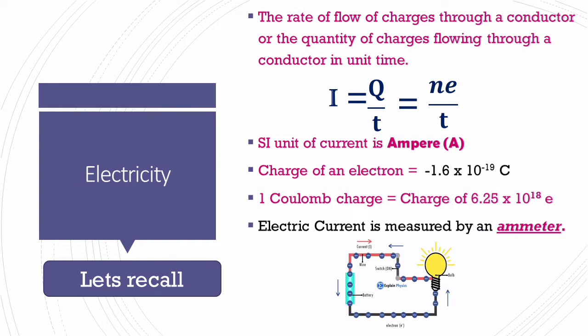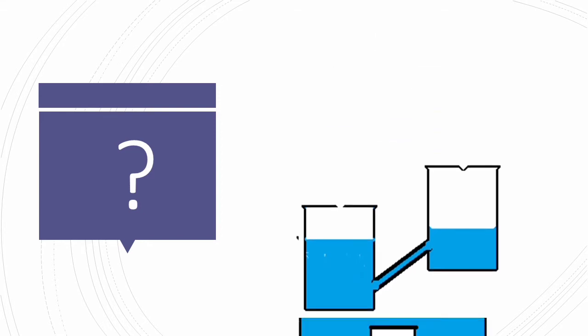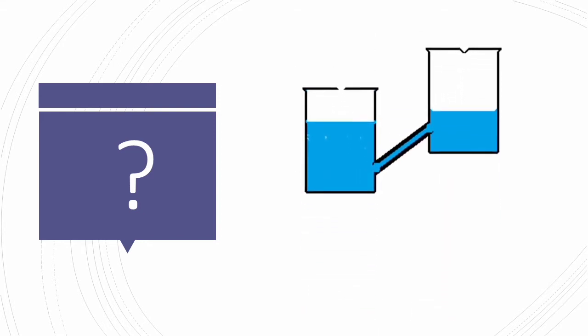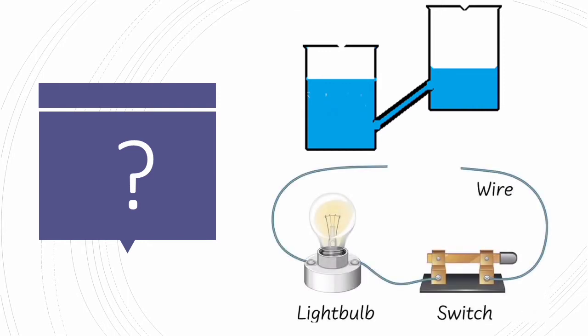Now let's think. What makes an electric charge flow through the conductor from one point to another point? Let us consider the analogy of flow of water. If you arrange two beakers like this, in which case do you think the water will start to flow? It's very easy to guess, right? We know that water will always flow from a higher level to a lower level. If the levels of water are equal, then there is no flow of water. When there is a difference in the height, there is a pressure difference between the two ends of the tube and water starts to flow.